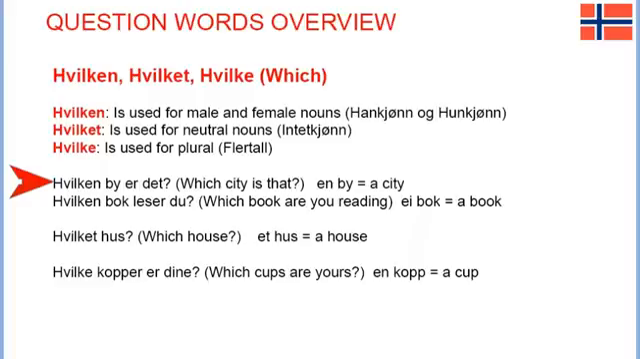So en by, a city, is a male noun. Hvilken by er det? Which city is that? Hvilken bok leser du? Which book are you reading? Again, male, female. Go to the neutral nouns. Hvilke hus? Or hvilket hus? Et hus is a neutral noun. And last, for plural, hvilke kopper er dine? Which cups are yours? As you see, kopper, the er ending, means it's a plural, indefinite form.